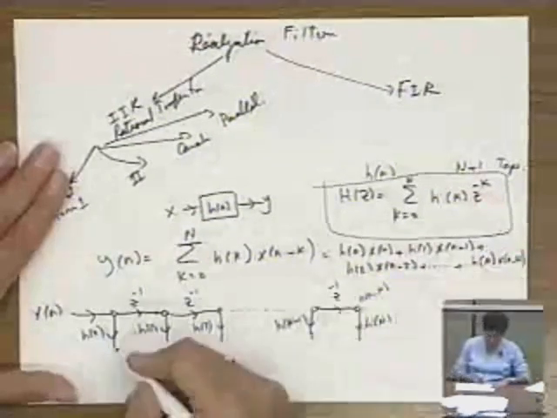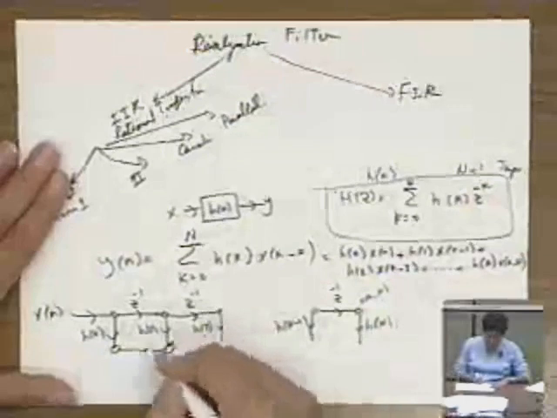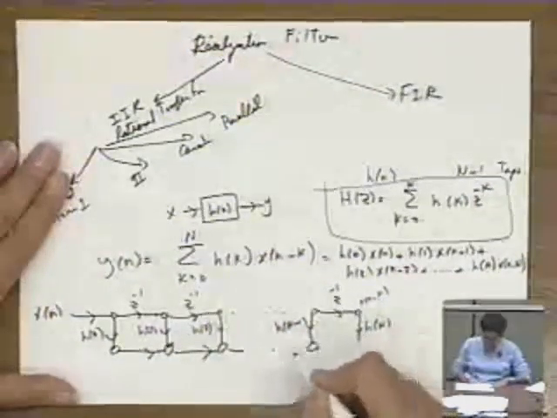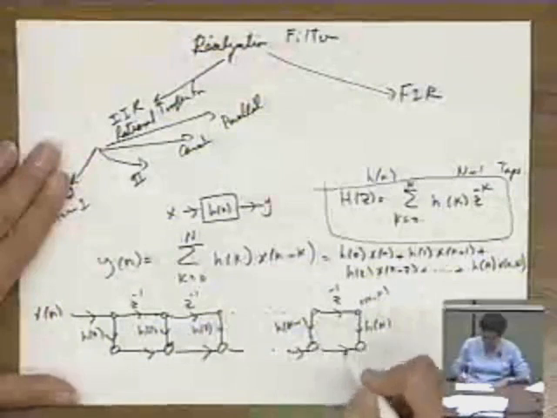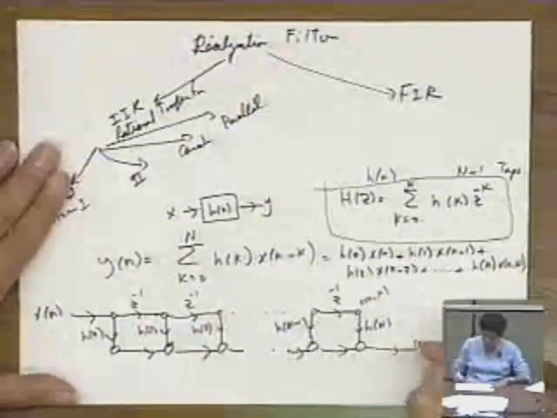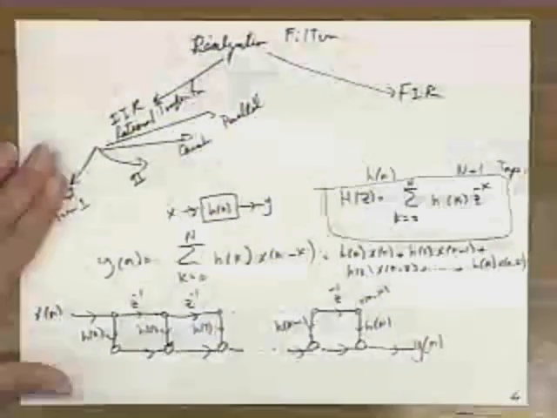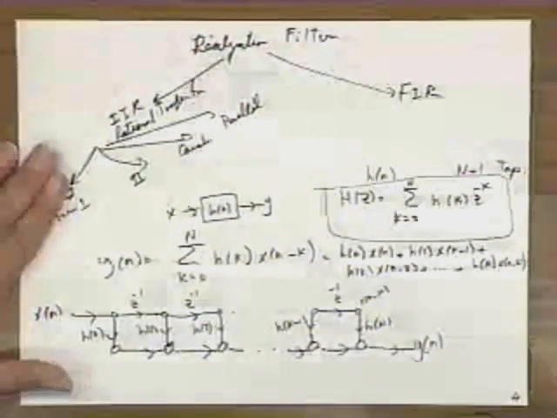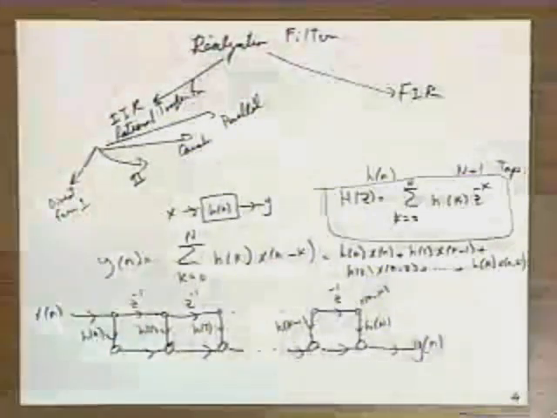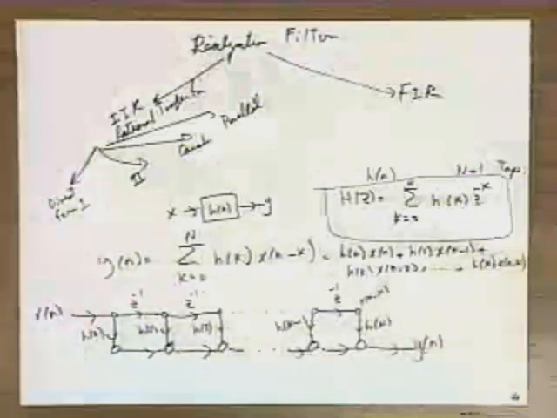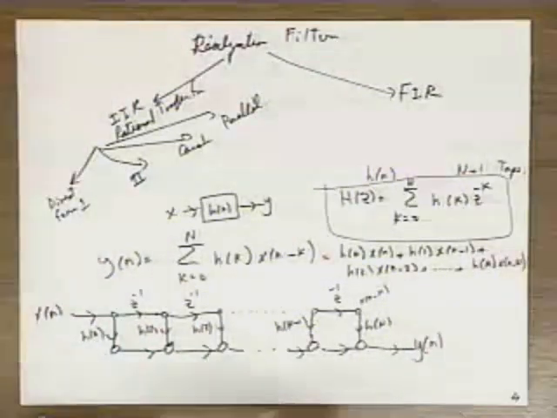And now that you formed all these terms, you've got to be adding them. So here, add, and what comes out is just good old y of n. Okay? So this is the realization of this FIR filter.